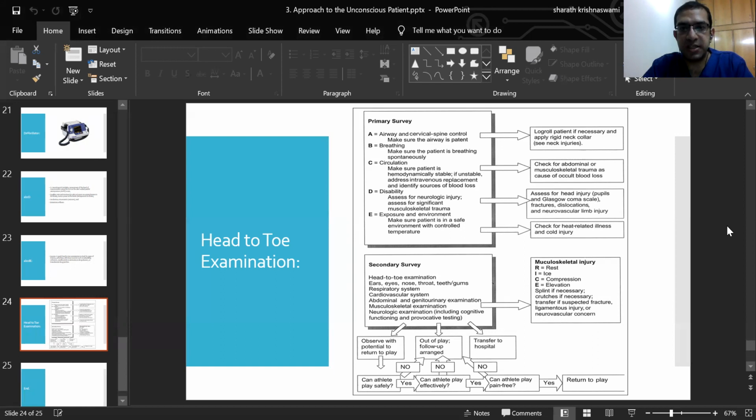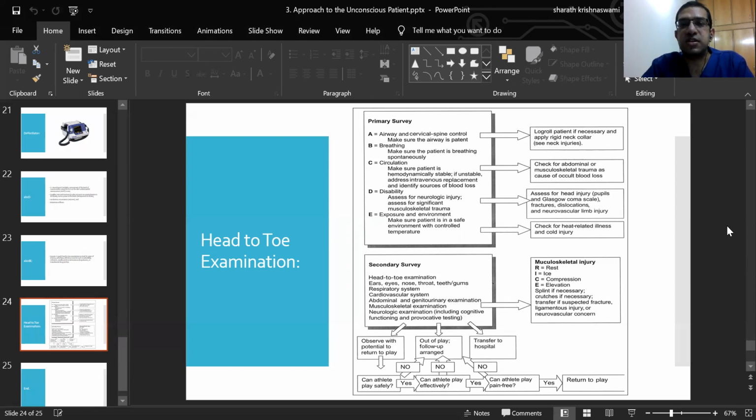Make sure that the patient is breathing spontaneously. That is what B stands for. And circulation is to find out whether the patient needs drugs to make sure that the heart is beating properly and his blood pressure is fine. It is also important to look for any trauma in the abdomen or any of his bones having a fracture.